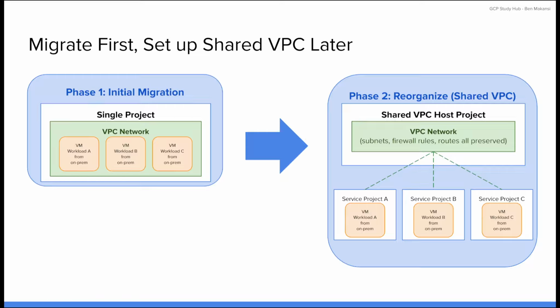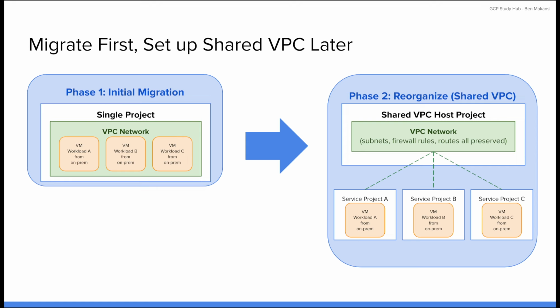But then you create a set of service projects. In this case, we've got A, B, and C corresponding to the workloads. And then you move the VM workloads into their respective service projects. So the service projects are still using the same VPC network from the host project, and that is because of shared VPC.